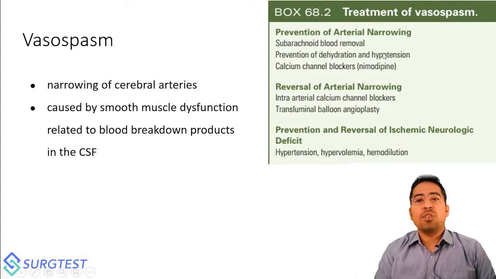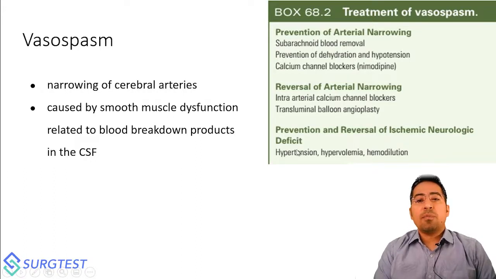The blood volume which is being supplied to the brain should be increased. So the patient should be euvolemic, and hypotension should be prevented. Then you can start calcium channel blockers like nimodipine. They are protective for the neurons and also will prevent the vasoconstriction. Then for reversal of arterial narrowing, you can give intra-arterial calcium channel blockers. By endovascular route you can give intra-arterial nimodipine, or you can also do transluminal balloon angioplasty by endovascular route.